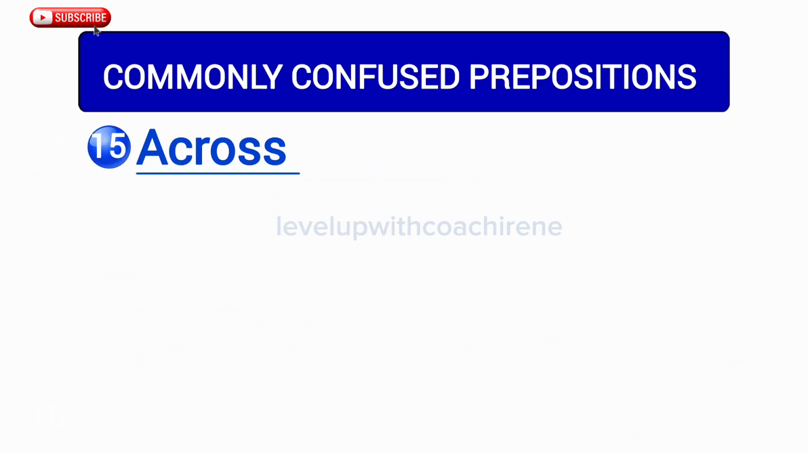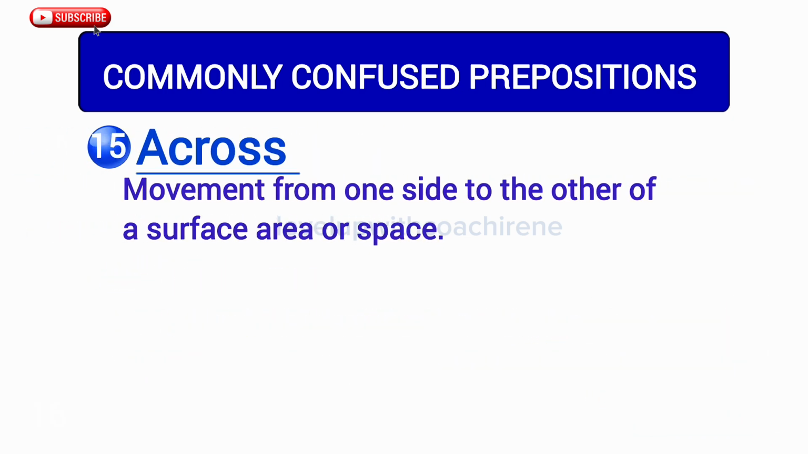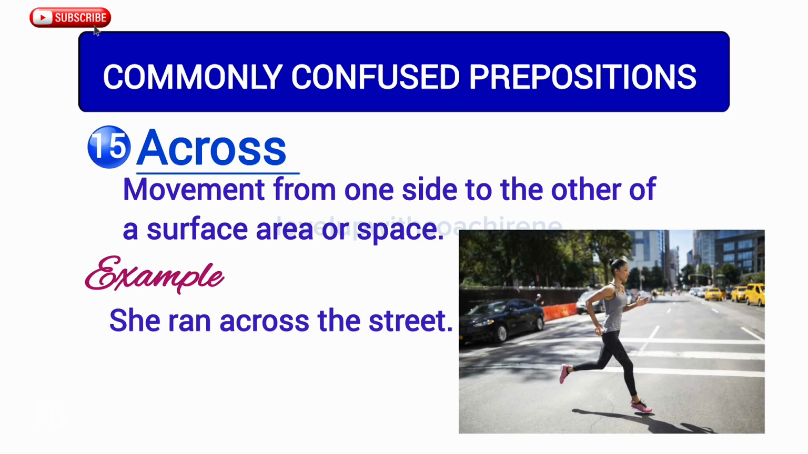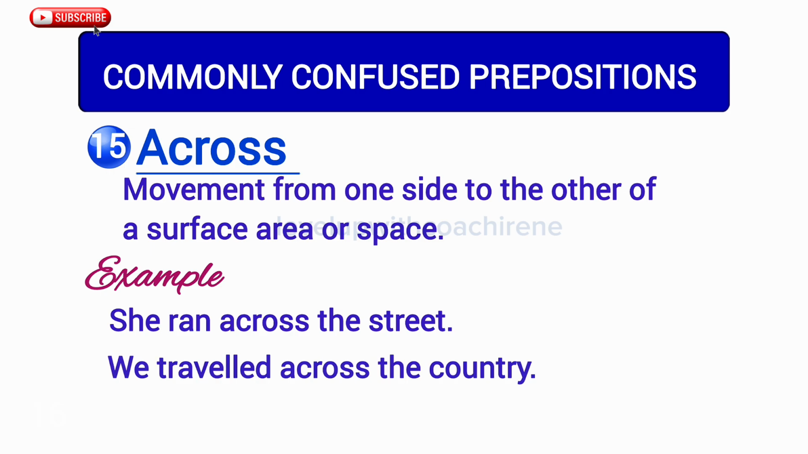Number 15, we have across. Across refers to movement from one side to the other of a surface, area, or space. It suggests crossing something like a road, river, or field. For example, she ran across the street. This sentence implies movement from one side of the street to the other. We traveled across the country. This sentence implies movement from one side of the country to the other.